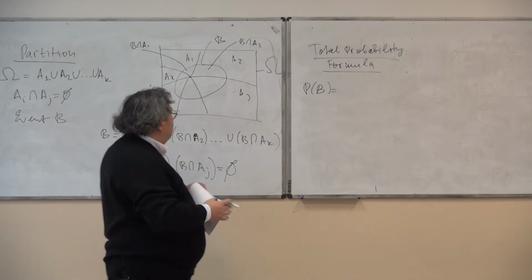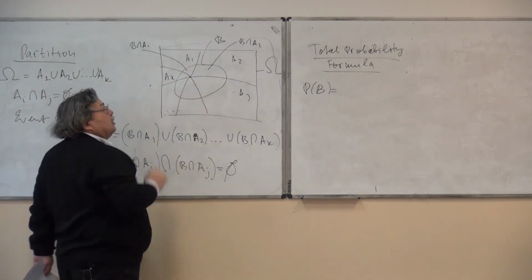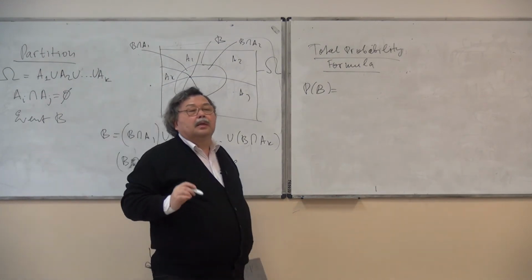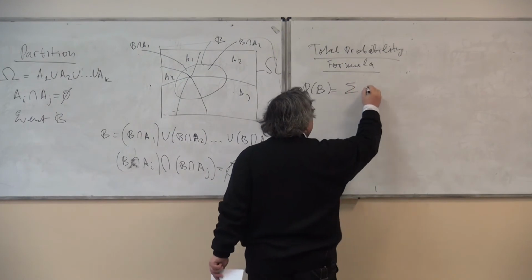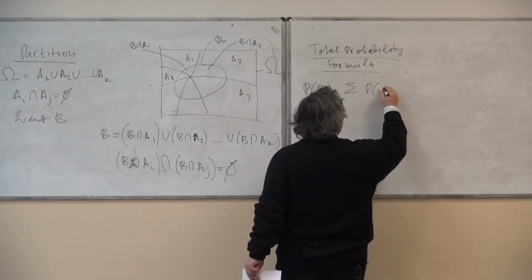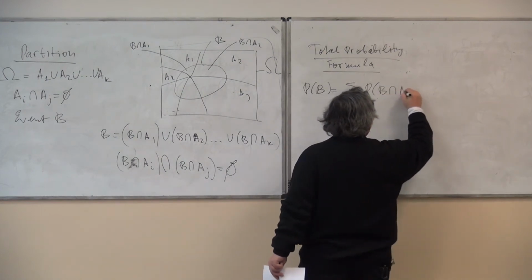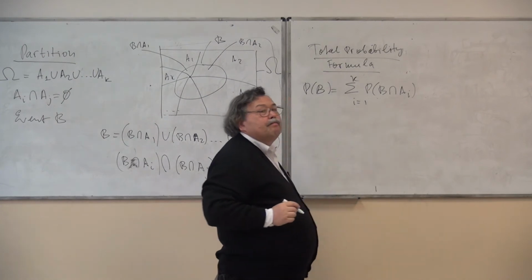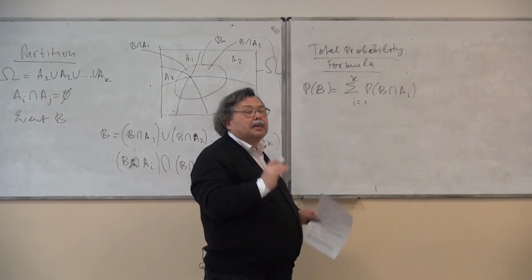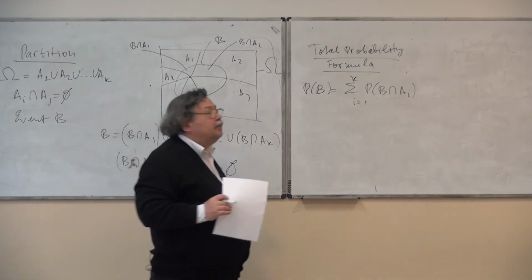Well, because all these pieces are mutually exclusive, we can compute the probability of B as the sum of the probabilities of these intersections, B intersect Ai. Okay? Again, I emphasize that here I use the fact that all these pieces are mutually exclusive.